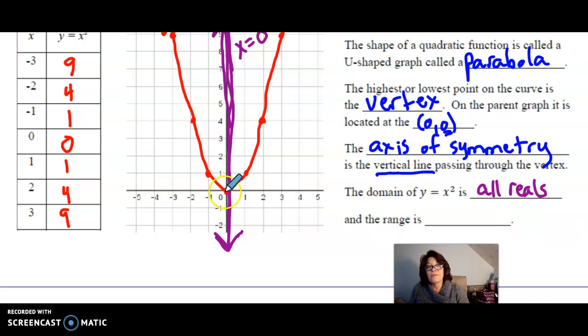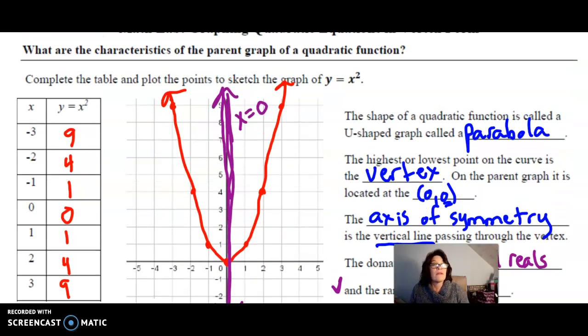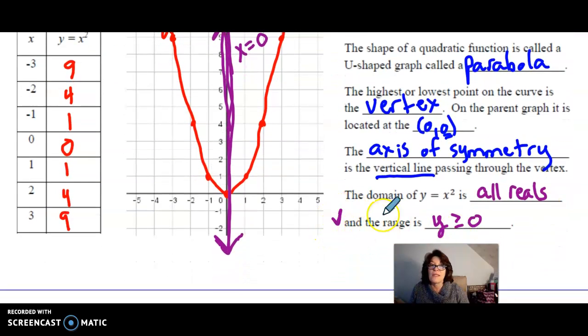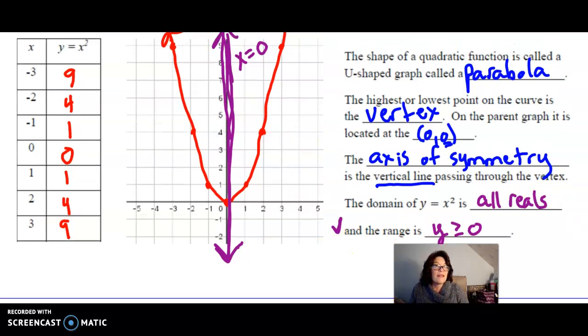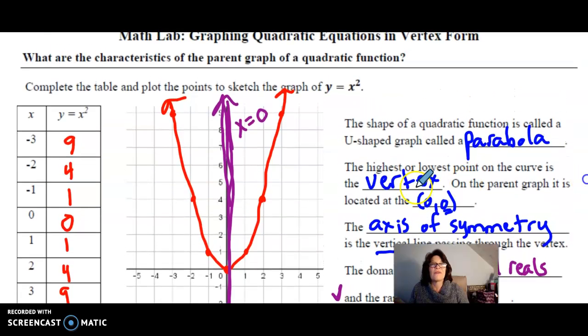The range, however, the y values: do you see that the y values are always positive? So all the y's are going to be greater than or equal to 0 in this case. Depending on where we move it, the range will change. The domain will always be all reals, but you really have to look at the y coordinate of your vertex and look at what kind of y values are coming out. My y values are never going to be negative for y equals x squared. It's y is greater than or equal to 0. It's not always going to be y is greater than or equal to 0 because I shift this thing around a lot. Is everybody all right with these notes? Okay, great.